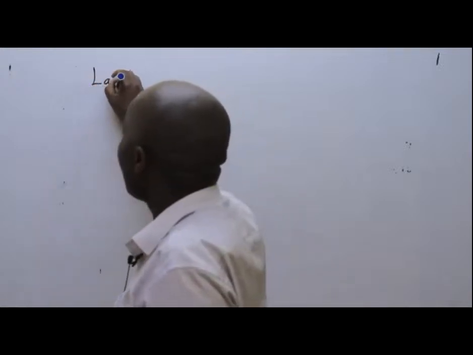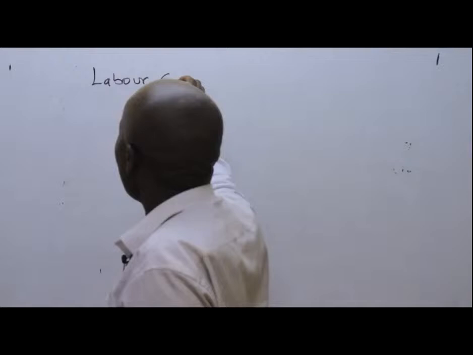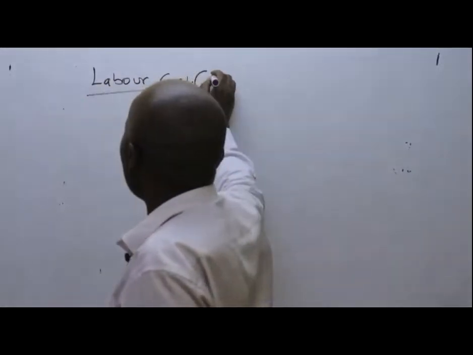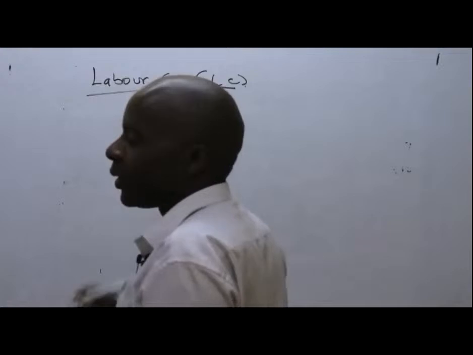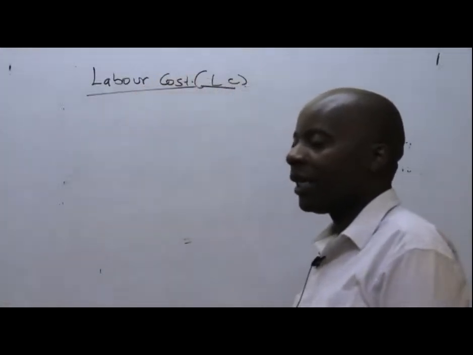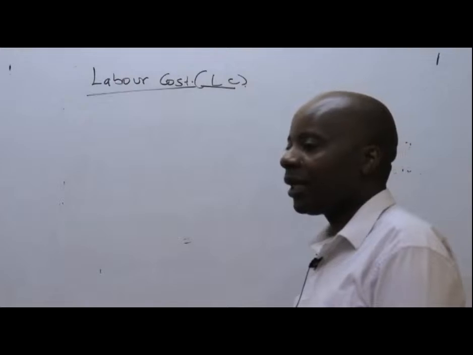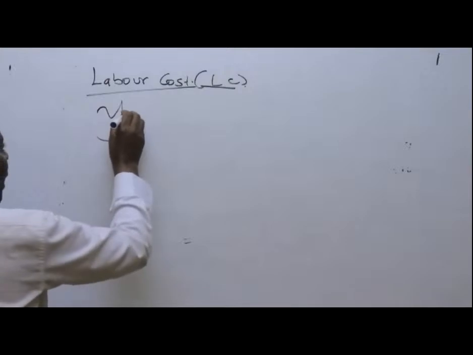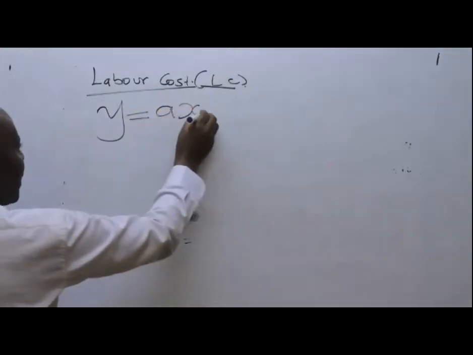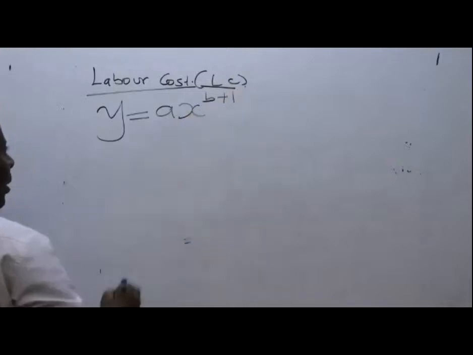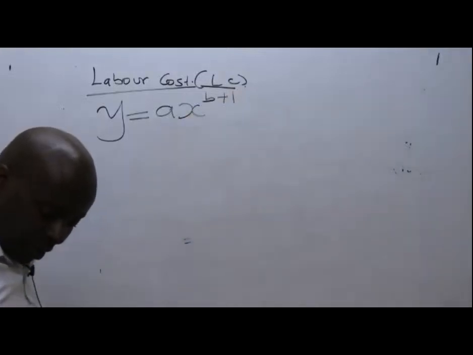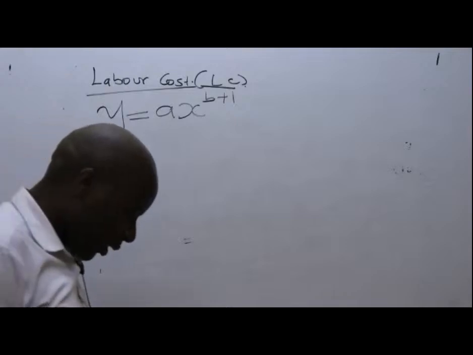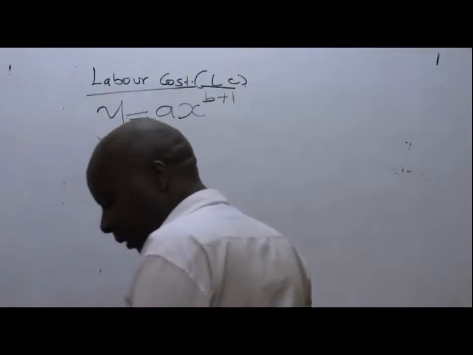So we start with the first working, which is labor cost using learning curves. LC in this case is not life cycle, but learning curves. Ladies and gentlemen, I know how the learning curve looks. We know in learning curves, Y should be equal to aX raised to power b plus 1. Remember, b plus 1.